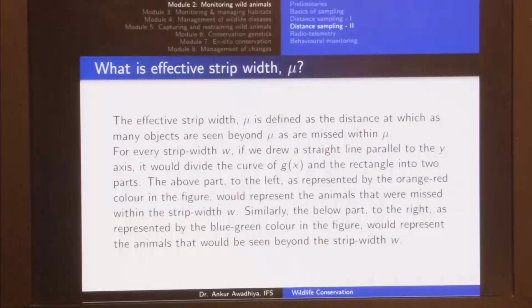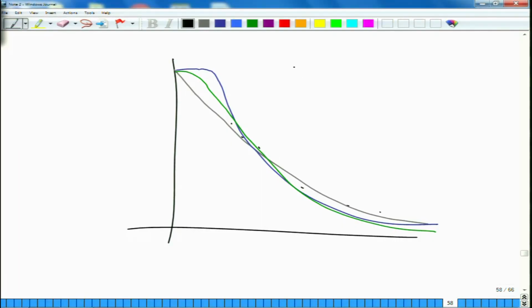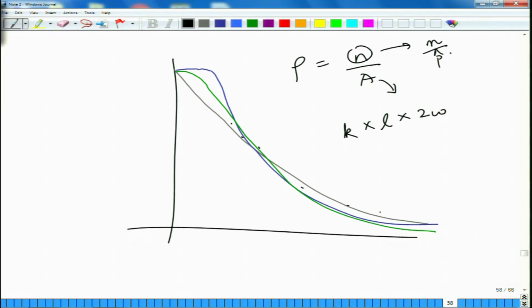Another concept is that of the effective strip width. Once we have decided our g of x, the next thing we want to compute is the density. The density is given by the number of animals divided by the area, and the area is given by the length of the transit multiplied by twice the half width. We can also multiply it by k, the number of transits that we took, and the n can also be modified as n by p hat.